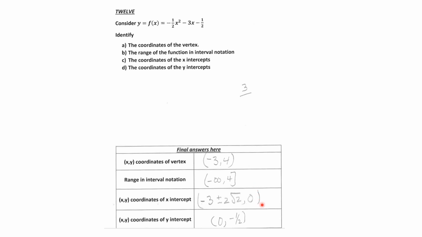Use the quadratic formula to find the x-intercepts, the roots. That's going to be minus 3 plus or minus 2 square root of 2, comma 0, and substituting x to be 0, you get the y-intercept is negative 1/2.